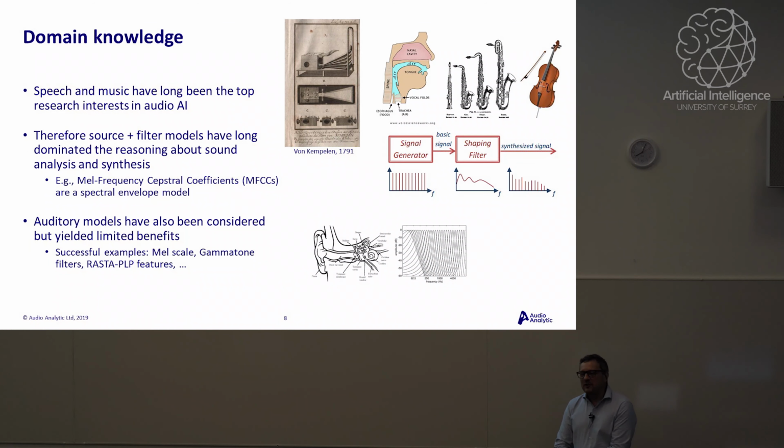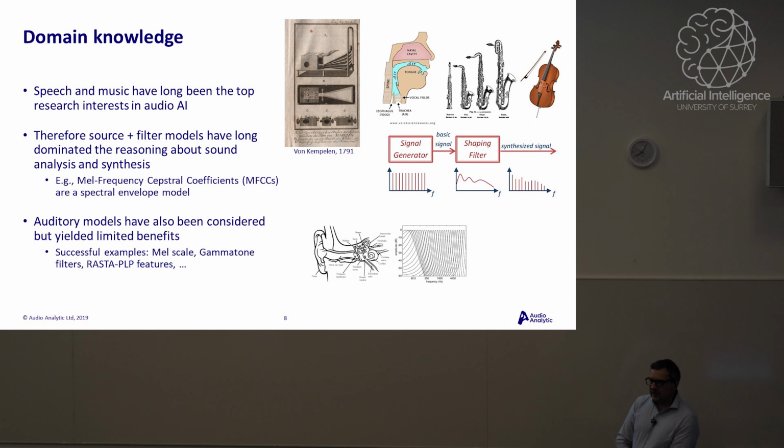So in terms of domain knowledge, what is it that distinguishes image recognition or other areas of AI that we've seen over the past days from audio? Speech and music have long been top research interest in audio AI, all the way back to 1791, where von Kempelen tried to make a speech synthesizer made of wood and pieces of leather. Speech, and the ability to produce art and music, have been of interest because that distinguished us from animals.